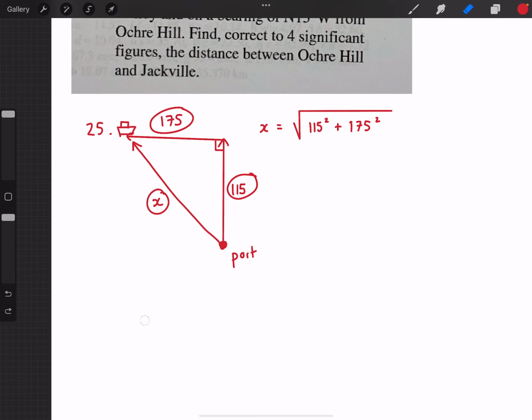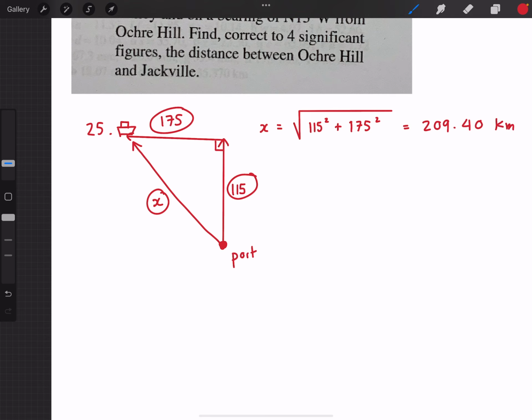Anyway, you put all of that directly into your calculator. So let me just do that real quick. 115 squared plus 175 squared, and I got the answer to be 209.40 kilometers.